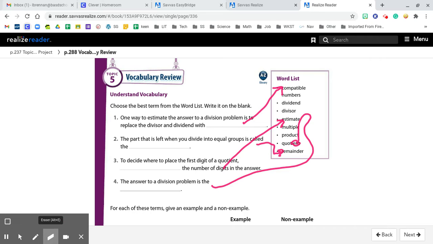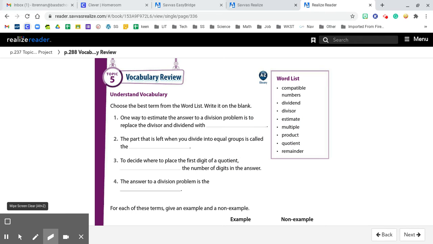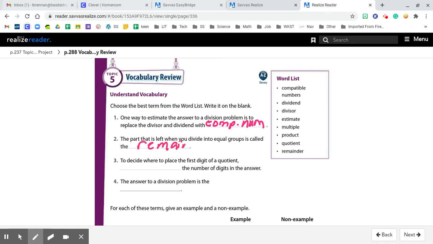All right, so let me get that a little bit neater for you. So we want compatible numbers up here. We want remainder. We're going to estimate to decide where we start dividing. And the answer to a division problem is called the quotient.